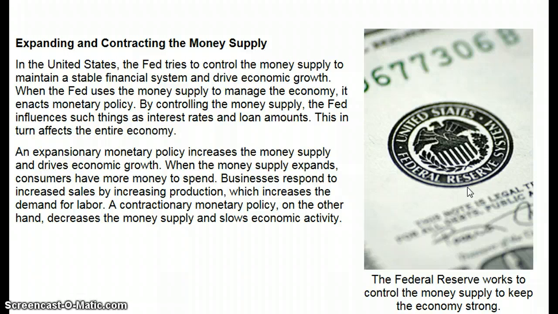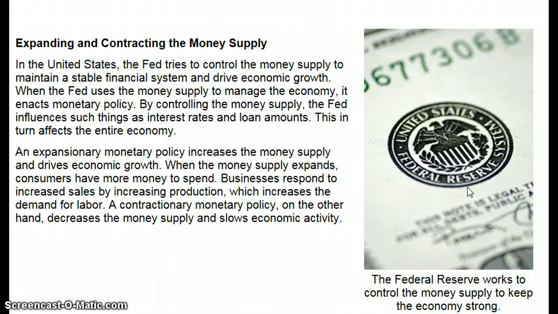Expanding and contracting the money supply. In the United States, the Fed tries to control the money supply to maintain a stable financial system and drive economic growth. When the Fed uses the money supply to manage the economy, it enacts monetary policy. By controlling the money supply, the Fed influences such things as interest rates and loan amounts. This, in turn, affects the entire economy.